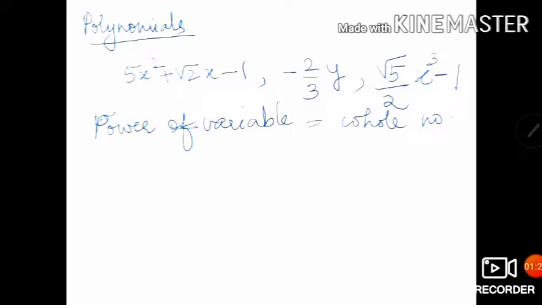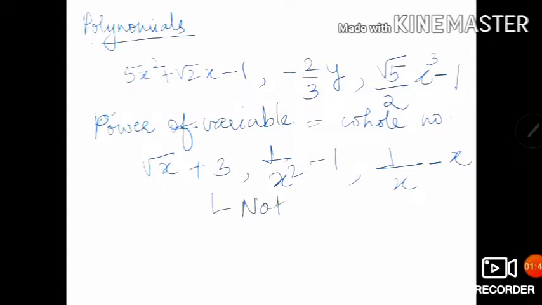Consider some other examples like root x plus 3, 1 over x square minus 1, 1 by x minus x. Are all these also polynomials? No. These are not the examples of polynomials. Why? Because the power of x in the first expression is half. Root x can be written as x to the power half, which is not a whole number.